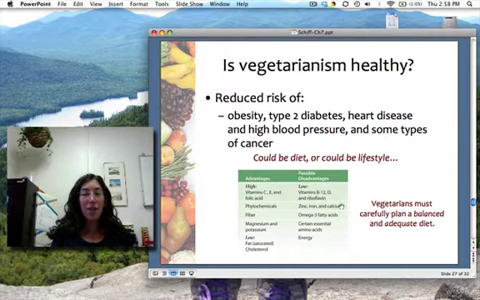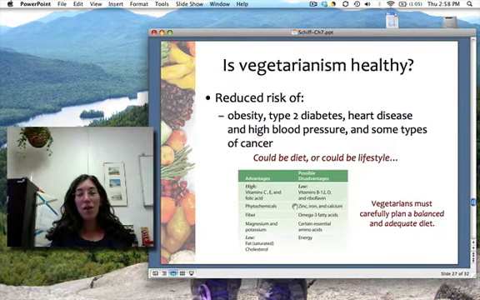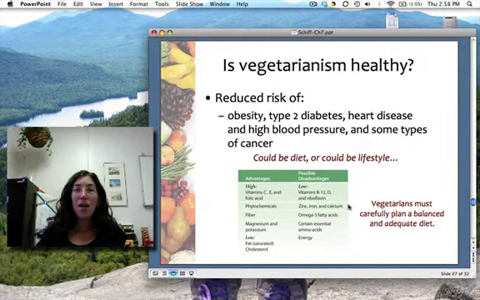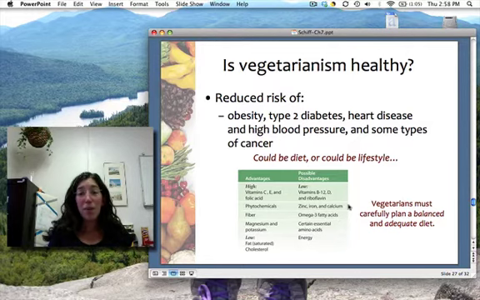Zinc, iron, and calcium are high in meats and milk. So if you're not eating those things, there are a lot of plant sources of those minerals, but your body doesn't absorb these minerals as well from plants. So something to consider. Omega-3 fatty acids.